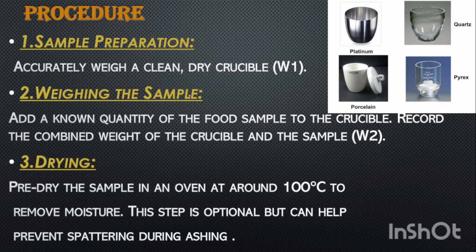The estimation of the ash content in food analysis is a classical method used to determine the total mineral content of a food sample. Ash content represents the inorganic residues that remain after the organic matter has been completely burned off. This analysis is crucial for assessing the nutritional value, quality, and purity of the food products.